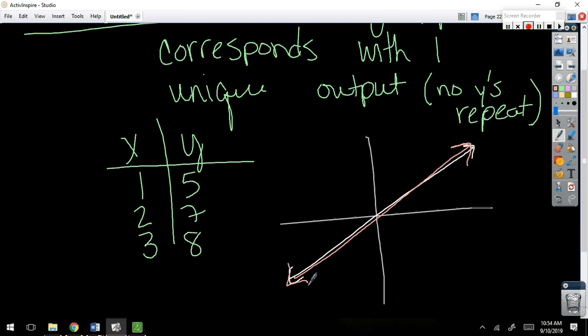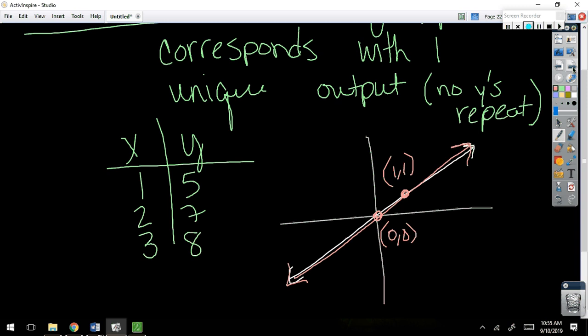Is it one-to-one though? Does every x have a unique y value? Well, it's not saying that the numbers themselves are the same. It's saying, is there ever a point where the x value of 1 will have another y that goes with it? No, right. Let me show you one that's not one-to-one.